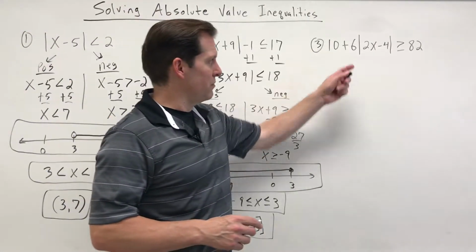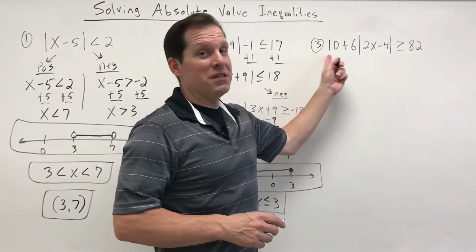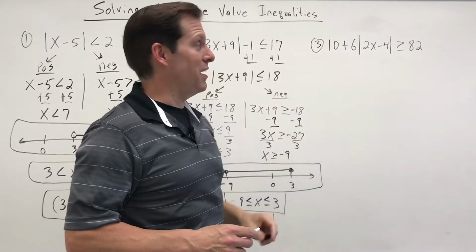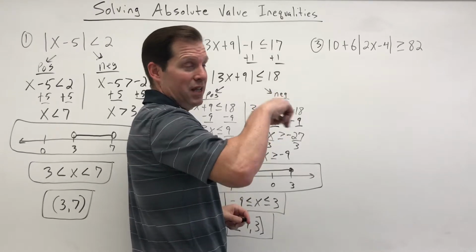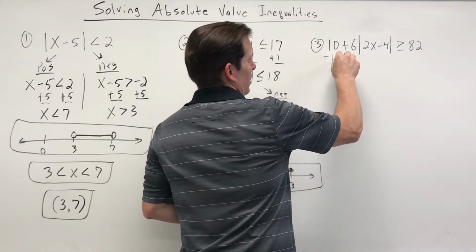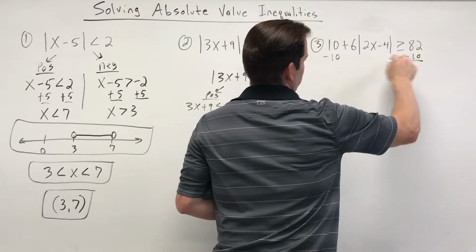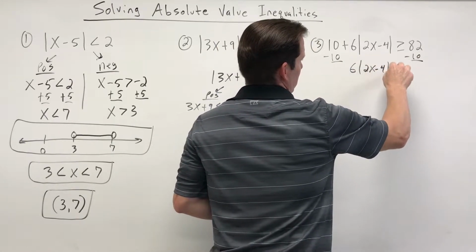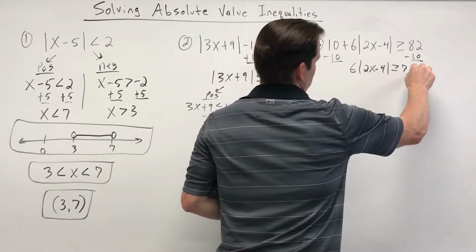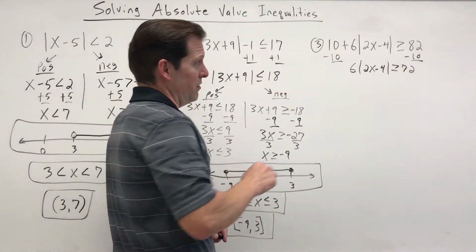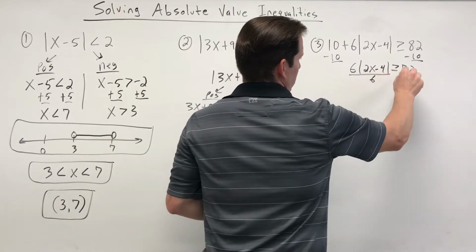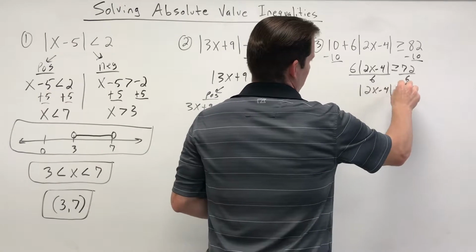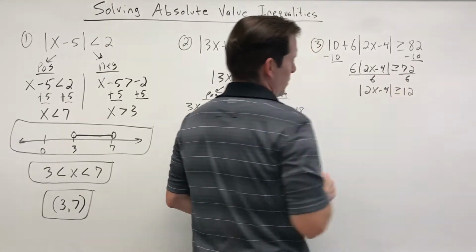All right, let's look at the last one right here. And this is always tempting. Students want to go ahead and do the 10 plus 6 and say it's 16, which we cannot do. So we got to get rid of the 10 first and then divide by 6. So subtract my 10. So I get 6 times the absolute value of this, which is greater than or equal to 72. Now I'm going to divide by 6. So I get the absolute value of 2x minus 4 is greater than or equal to 12.